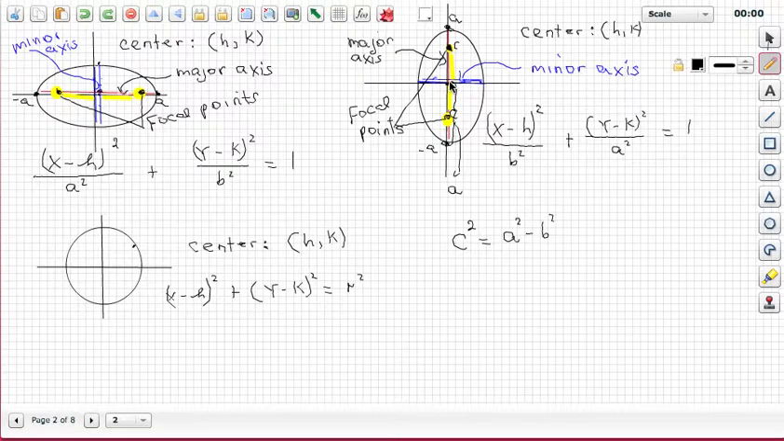This graph here is a perfect circle, not an ellipse. The general equation is (x minus h) squared plus (y minus k) squared is equal to the radius squared. And the center again is (h, k).